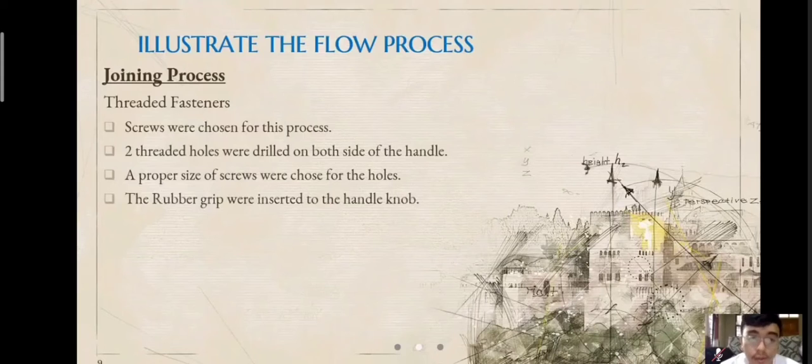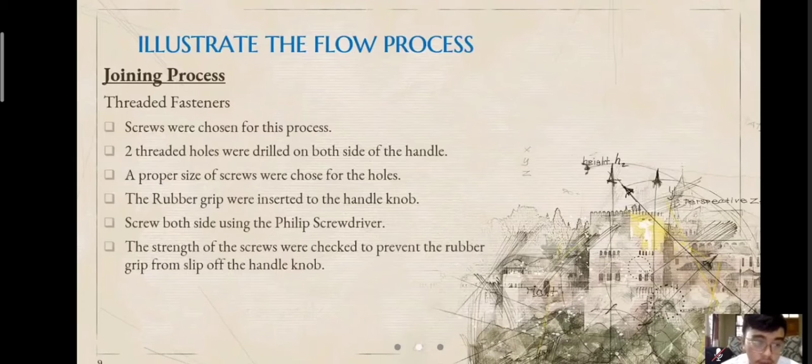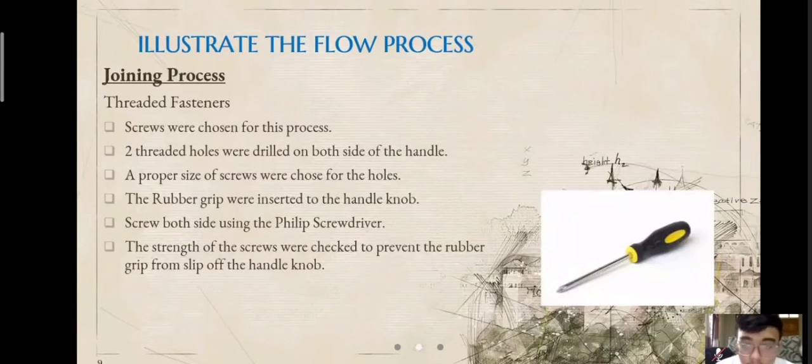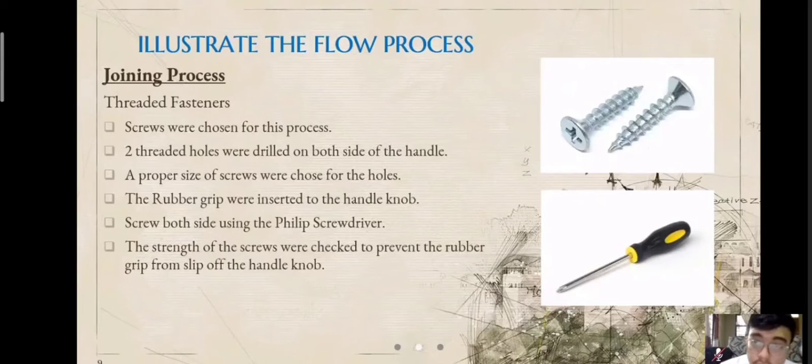Then the rubber grip will be inserted into the handle knob. Screw both sides using the Phillips screwdriver. The strength of the screw will be checked to prevent the rubber grip from slipping off the handle knob. These are the tools used for the threaded fastener: a screw and a Phillips screwdriver.